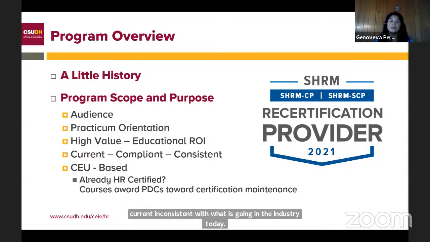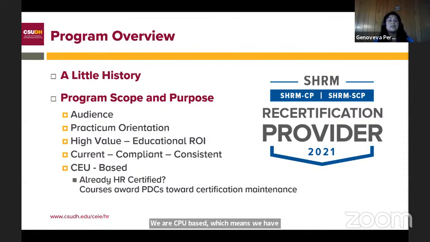We are CEU based, which means our grading system is credit, no credit, meaning you attended the courses and participated. At the end, you receive certification. And if you are already certified in human resources, this is a program for you because it counts towards your recertification maintenance.